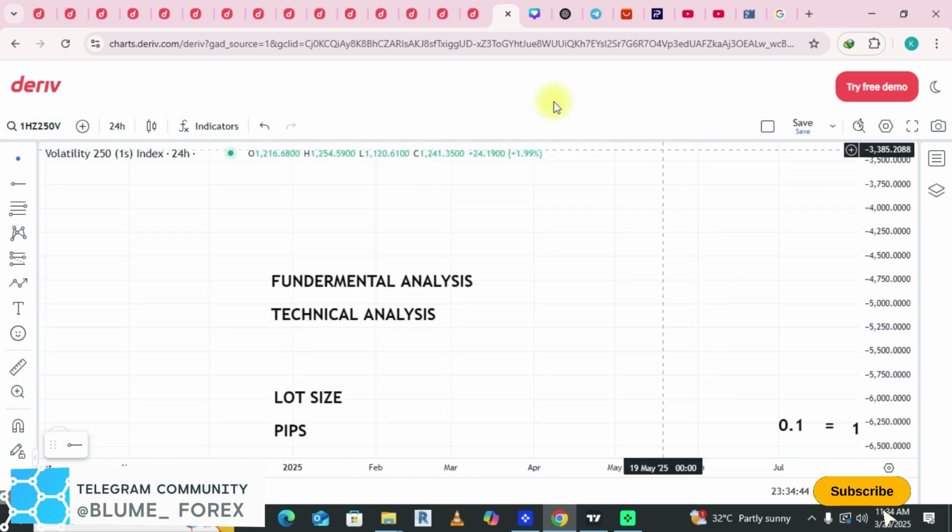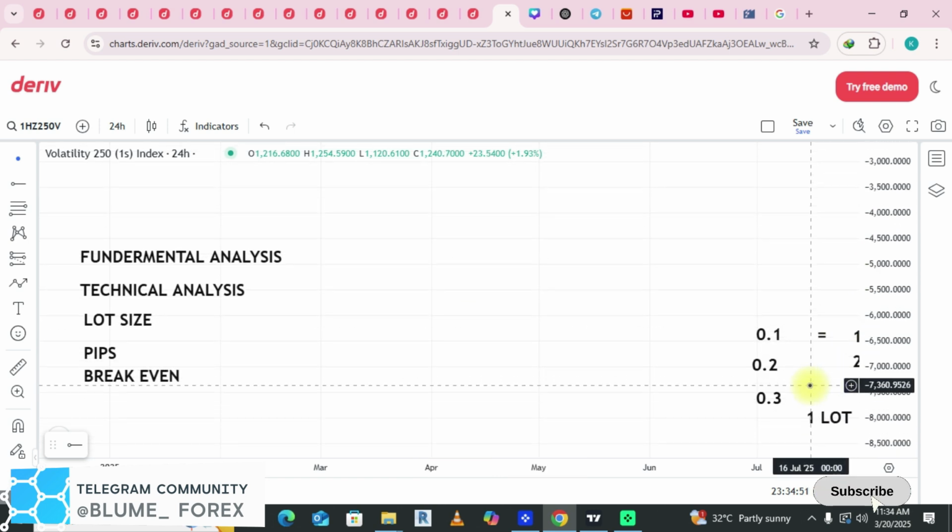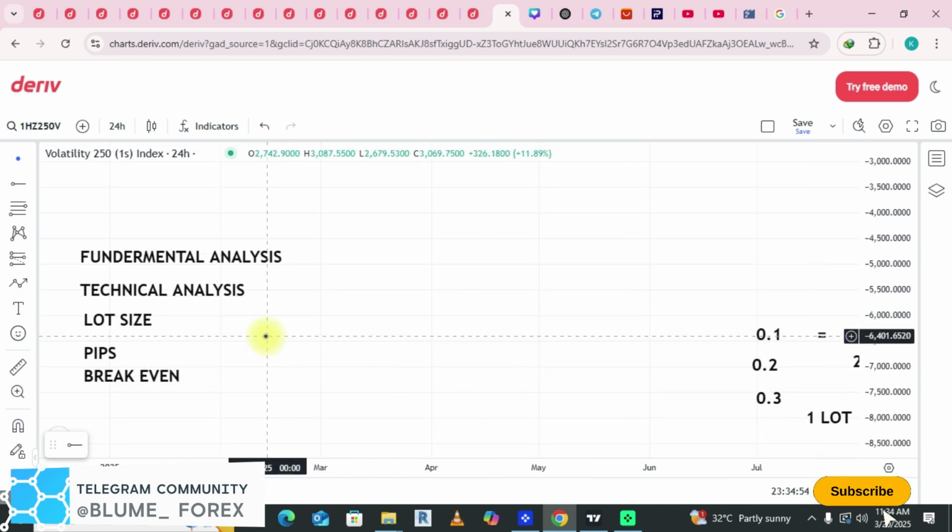So now you understand that fundamental analysis involves making analysis, putting into consideration real world events, right? And technical analysis involves using technical tools to analyze the market, like trend lines, support and resistance, supply and demand, indicators, and all that. And then lot size gives pips a value, helps you know how much you are earning in dollars, and pips help you know how far the market has moved. And then finally, break even helps you to run a risk-free trade.